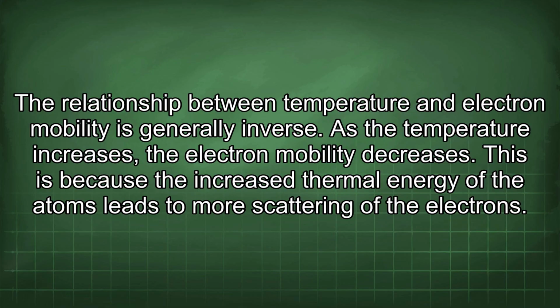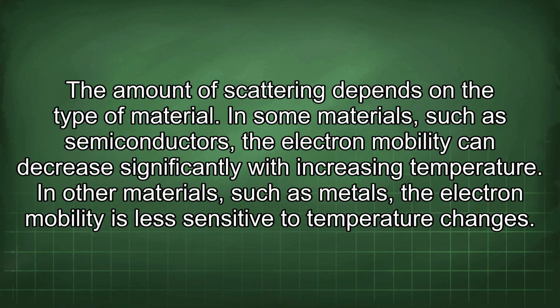As the temperature increases, the electron mobility decreases. This is because the increased thermal energy of the atoms leads to more scattering of the electrons. The amount of scattering depends on the type of material. In some materials, such as semiconductors, the electron mobility can decrease significantly with increasing temperature. In other materials, such as metals, the electron mobility is less sensitive to temperature changes.